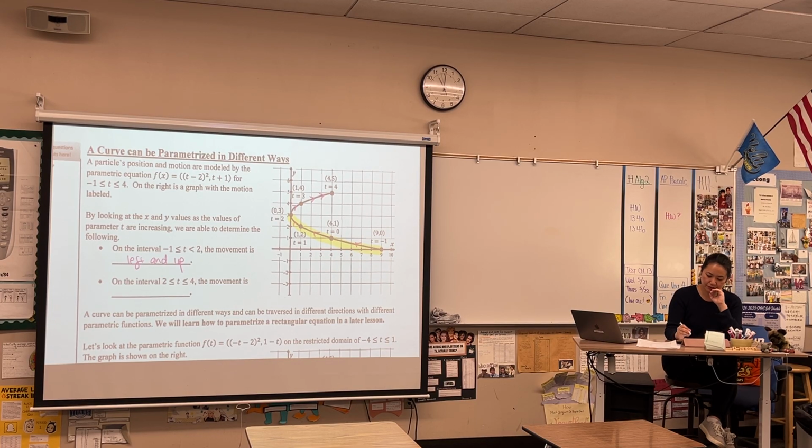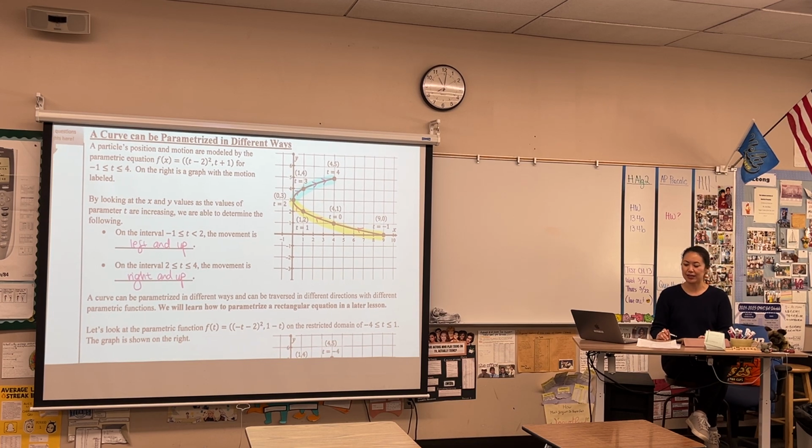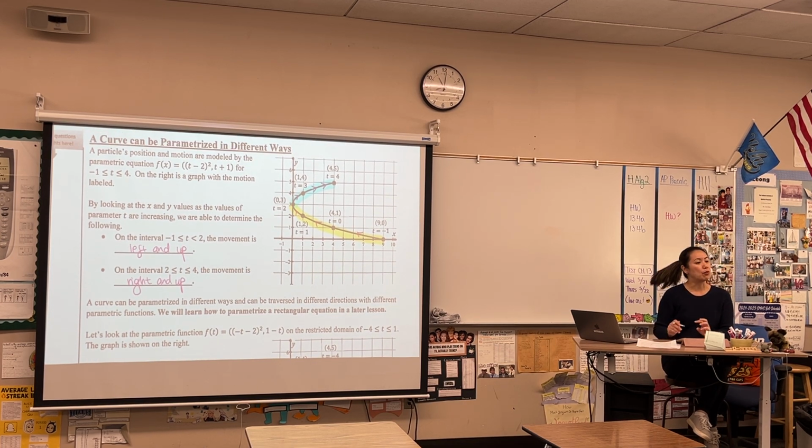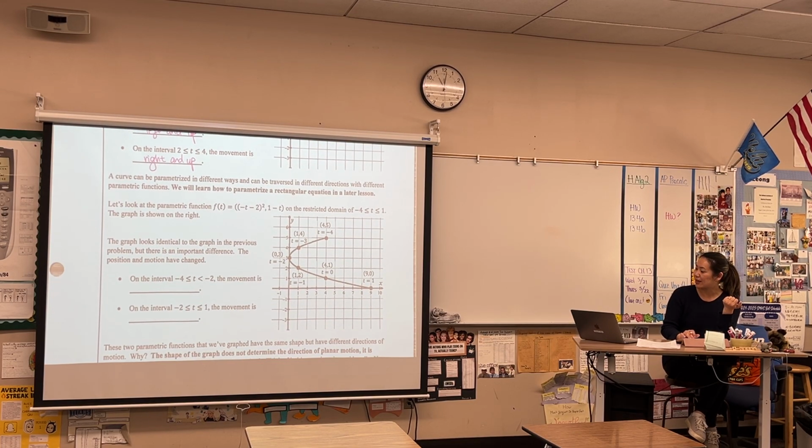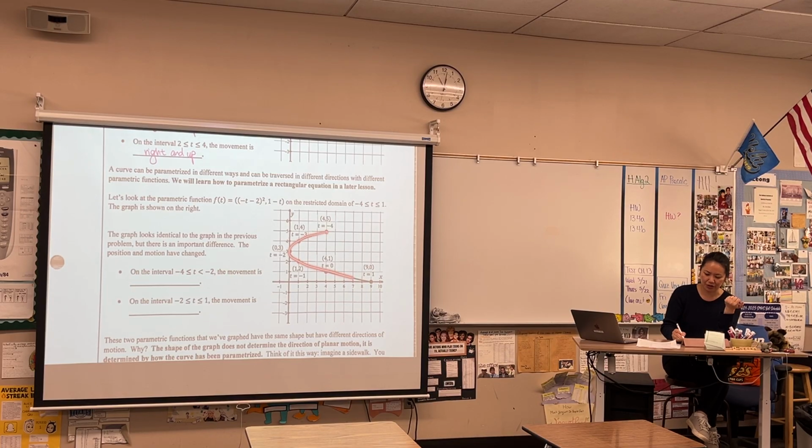On the interval from 2 to 4, we see that it's going right and up. So we see that change in motion. Now, we might have that exact same curve, but maybe t goes in a different direction. Let me show you that. This is a different function than that. We can see this is actually the exact same curve, but it's going in the opposite direction. So this one is going in this direction.